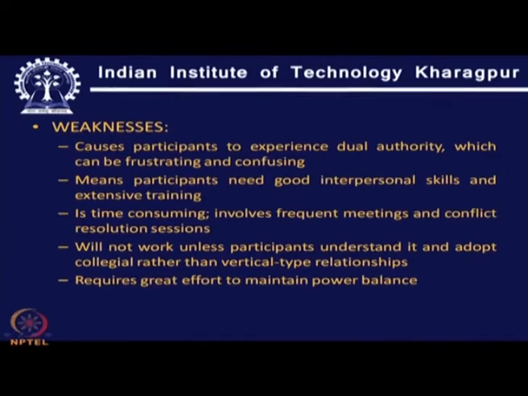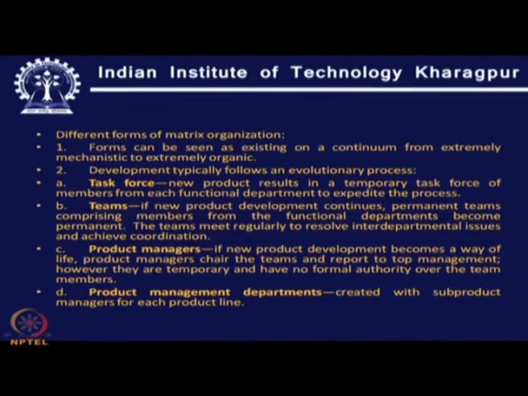The different types of matrix organization that are present are, like, task force. A new product results in a temporary task force of members from each functional department to expedite the process. Next is teams. If new product development continues, permanent teams comprising members from the functional departments become permanent. The teams meet regularly to resolve interdepartmental issues and achieve coordination.